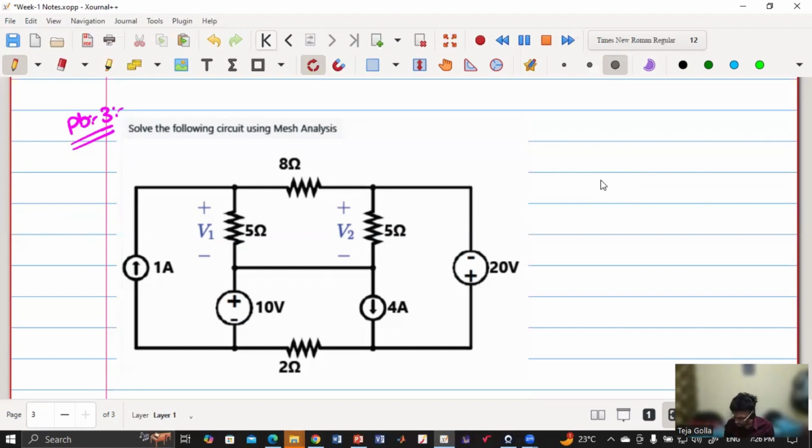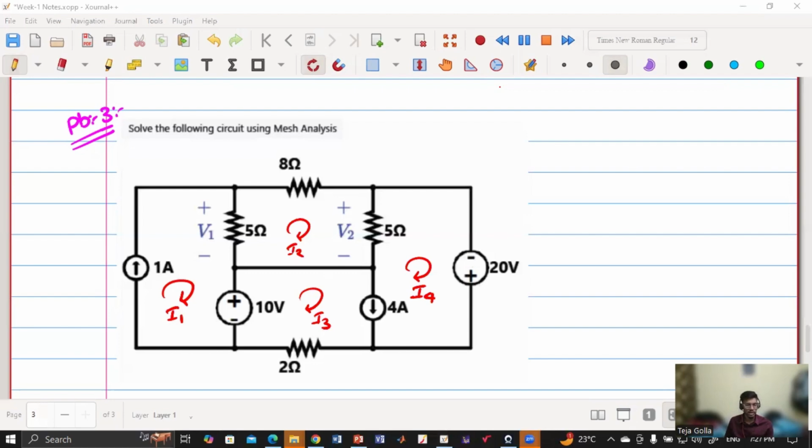Ganesh says 4. Others agree. Yes. So say this is I1 and this is I2. This is I3. This is I4. So irrespective of the mesh analysis, nodal analysis, the basic philosophy is how many equations are there, how many unknowns are there. So basically how many unknowns are there, how many equations we should get. So here if you see there are 4 unknowns, so I need to get 4 equations.